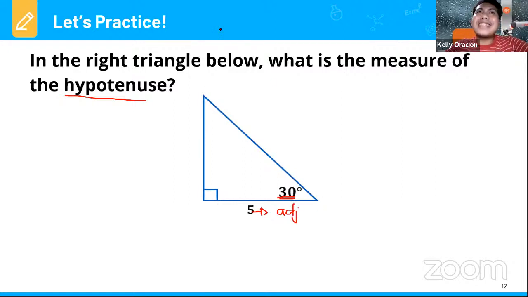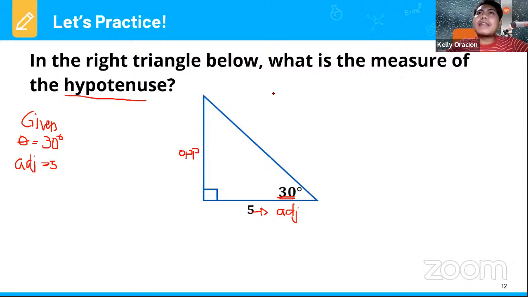Again, the adjacent side. Again take note of this one. This is the opposite side. Wala mang value yung opposite side natin, no? Ang given lang natin, so let's write the given, by the way. The theta is given 30 degrees. The adjacent side is also given, which is 5.